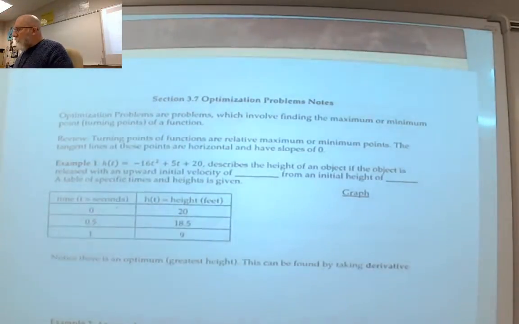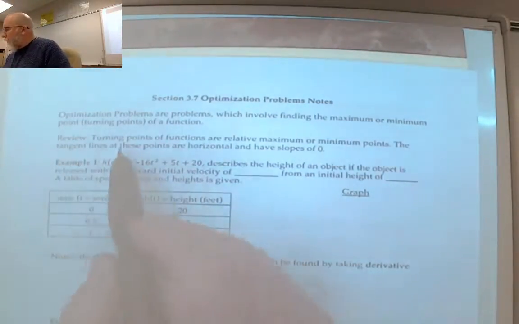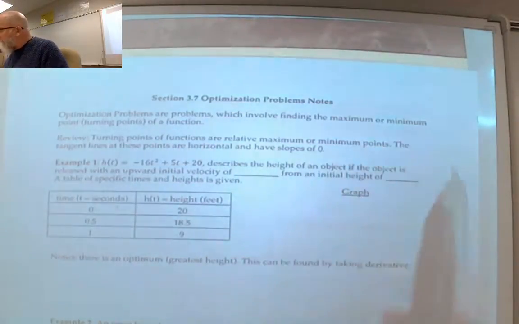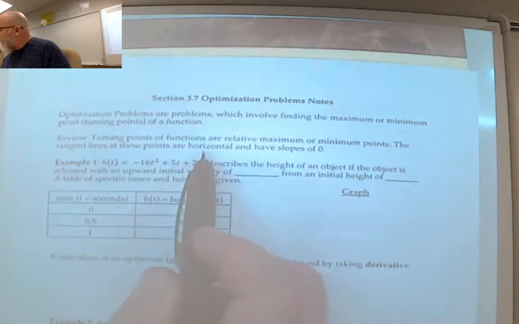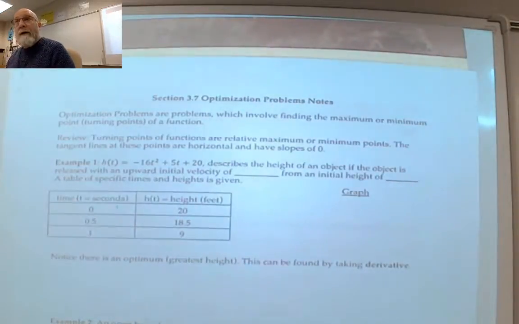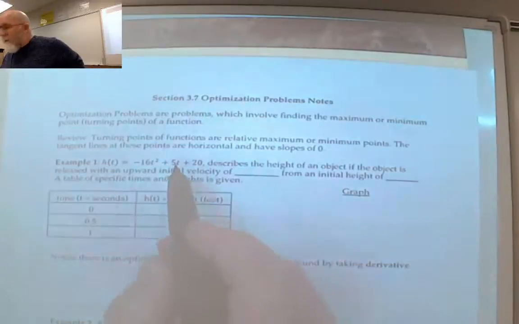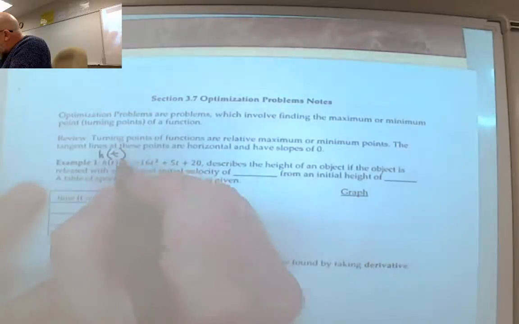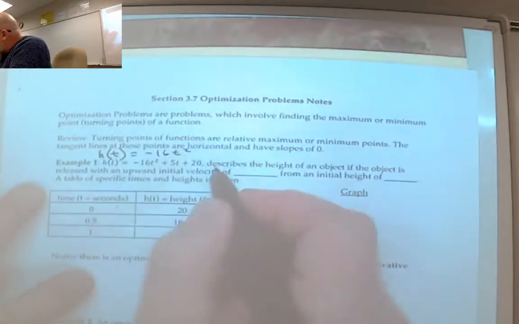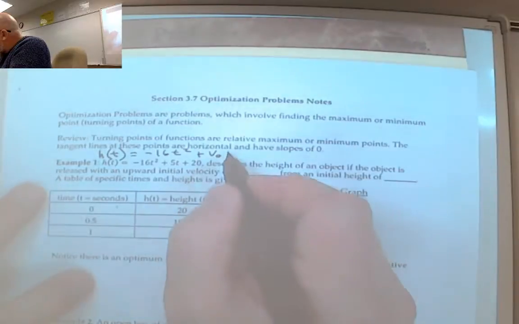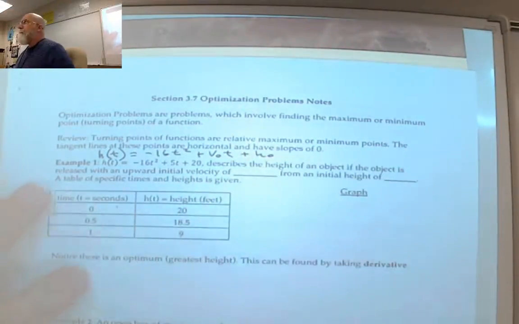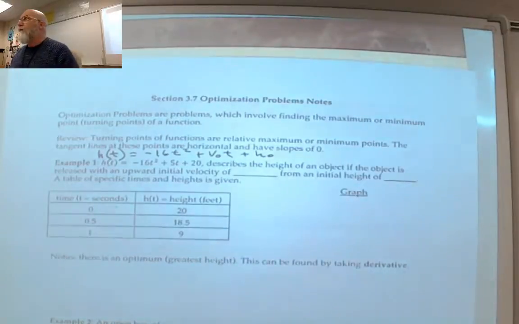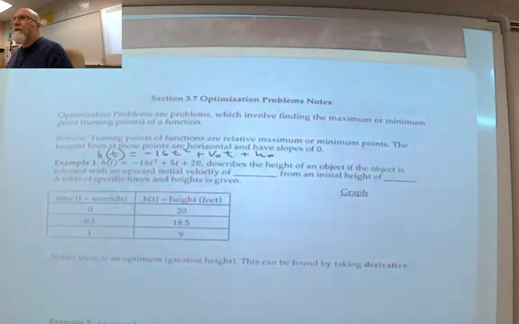All right. So just to review, turning points of functions are relative maximum or minimum points. The tangent lines at these points are horizontal and have slopes of 0. That's the whole idea. Okay, so I give you this one, and it's in the form h of t equals negative 16t squared plus v sub 0 t plus h sub 0. And I keep bringing that up because, like an equation of a tangent line, AP expects that you know how gravity affects an object that is tossed in the air.